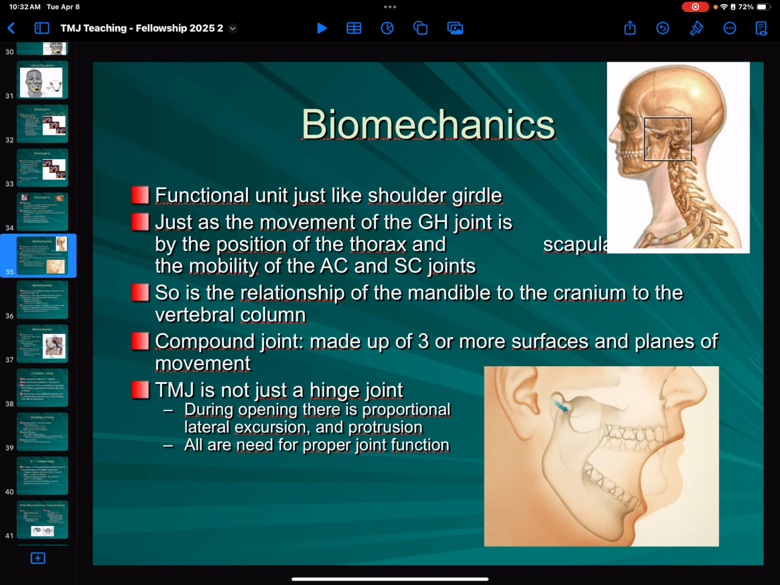That'd be great. All right, so I mentioned this earlier: we started very myopic, very detailed joint anatomy, but now we're going to branch out a little bit, because it's not just the local joint itself. Just as the movement of the glenohumeral joint is determined by the position of the thorax and scapula, as well as the mobility and stability of the AC and SC joints, it's the same thing with the TMJ. As you can imagine, if I'm getting into different positions, that can affect it.